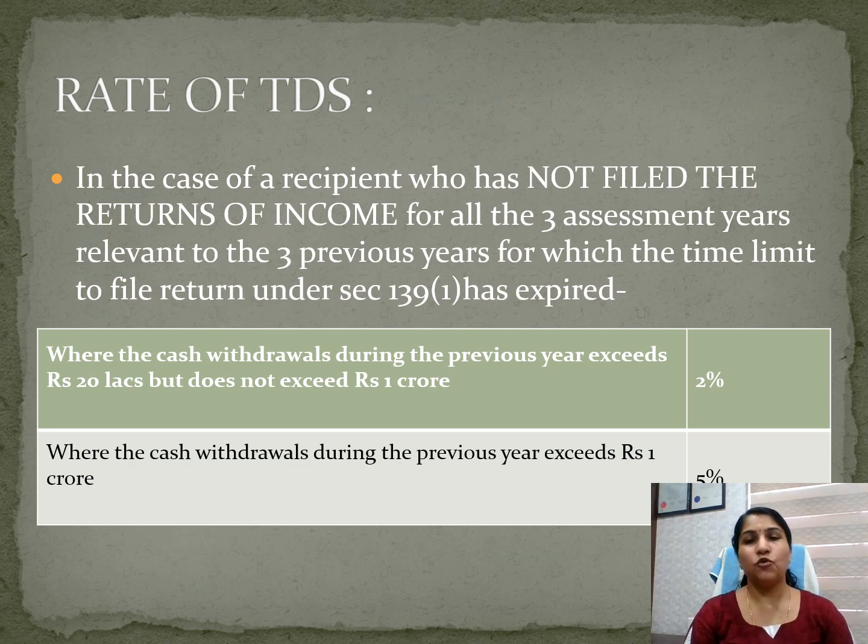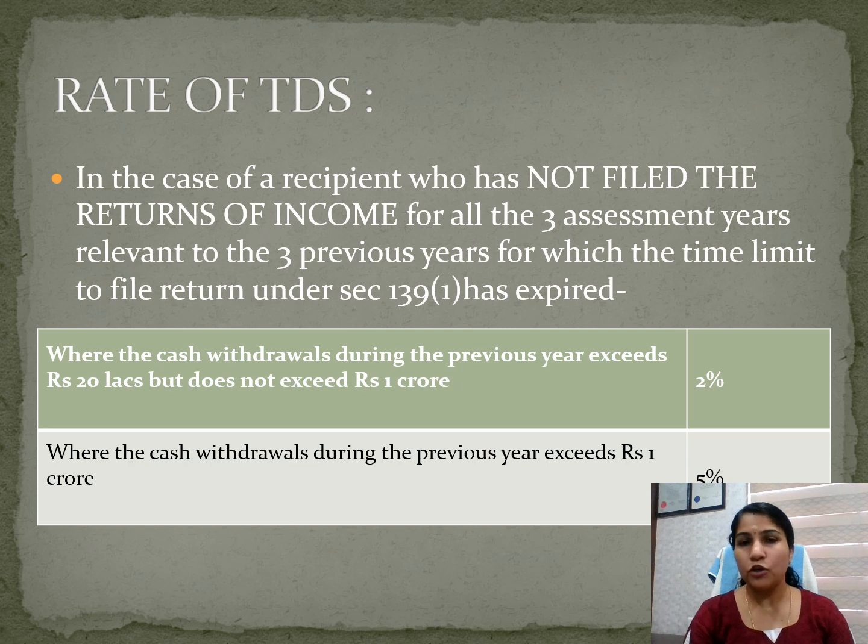In the case of a recipient who has not filed the returns of income for all the 3 assessment years relevant to the 3 previous years for which the time limit to file return under section 139(1) has expired, the limit is not rupees 1 crore, the limit is 20 lakhs. And that is the amendment which was brought about by Union Budget 2020. The limit is 20 lakhs, and for every withdrawal above 20 lakhs up to 1 crore, tax will be deducted at the rate of 2%. What about withdrawals above rupees 1 crore? Above rupees 1 crore, for every withdrawal, tax will be deducted at the rate of 5% from him.